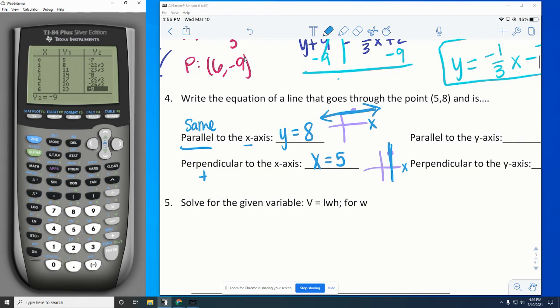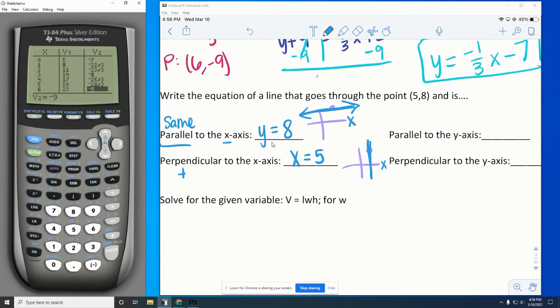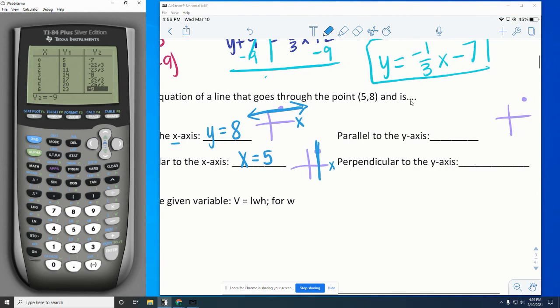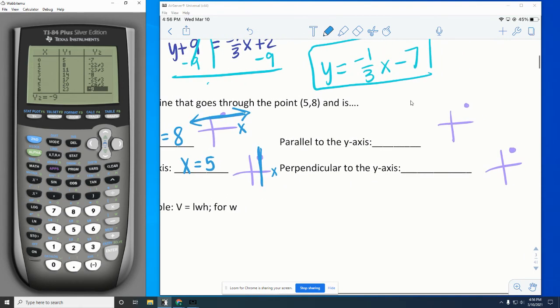Remember, every time you're writing these, these are our only two options. You will never have like y equals 5 or x equals 8 because those aren't in the right spots. So if you have any multiple choice questions, you can always cross out things that don't match. And then parallel to y would be the same as y, so the y-axis goes up and down. That cuts through the x-axis. And then perpendicular to y would be cutting through y, so it goes through y at the y point.